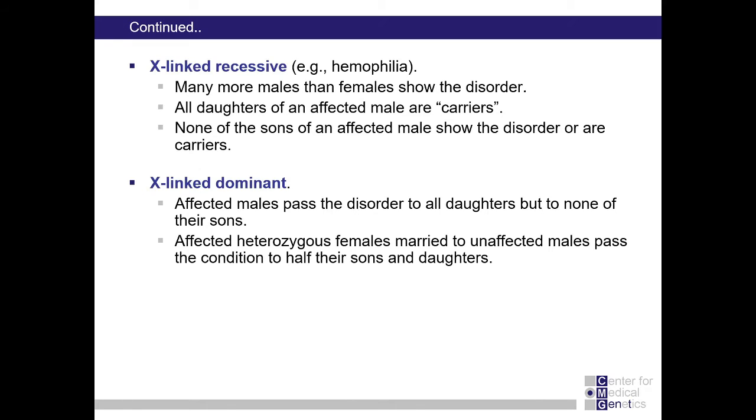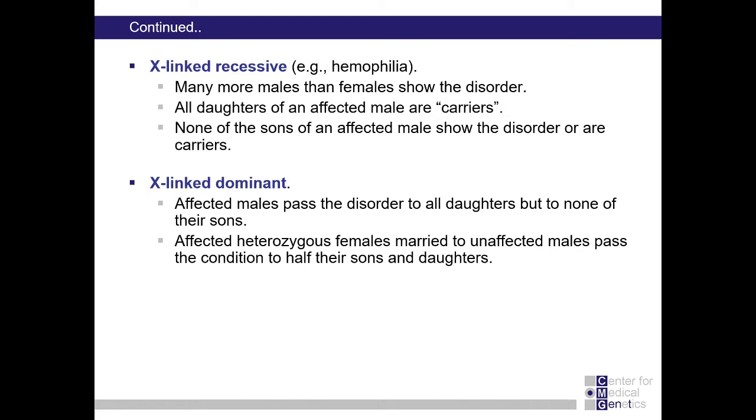And then you have X-linked, X-linked recessive, and X-linked dominant. X-linked recessive causes many more males than females to show the disorder. All the daughters of an affected male are carriers. None of the sons of an affected male show the disorder or are carriers, because they only have X and Y. If the X that they have is a normal X, then they do not have any disease. They do not even carry the disease. But women have XX. If one of the chromosomes is diseased, the other is normal from the mother, so they are carriers.